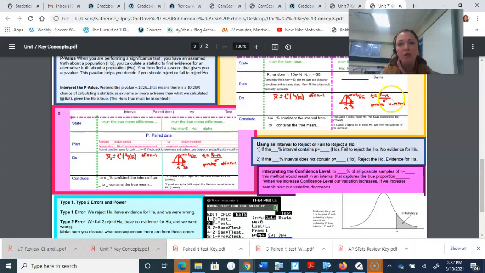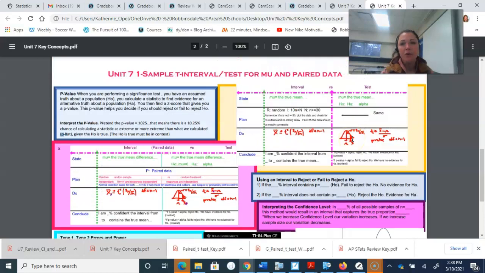Fill in your t-score work. You must show your work and then tell me what the t-score value is. Write down what your p-value is and also what your degrees of freedom are, n-1. Then make a decision about your null hypothesis based on your p-value compared to alpha. State, plan, do, conclude. Let's go ahead now. Let's talk about the interval, okay?